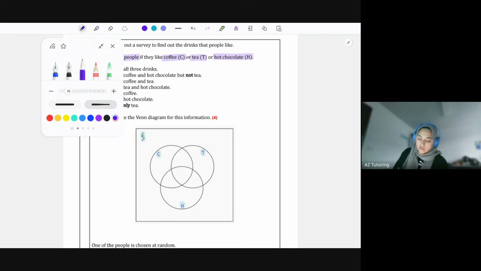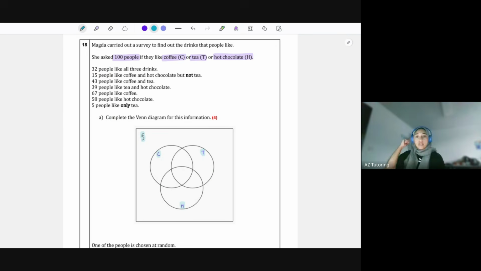So I'm just going to work through the list and just start populating the Venn diagram, because that's what the question's asking for 4 marks. So 32 people liked all 3 drinks. Now, if 32 people liked all 3 drinks, so coffee, tea, and hot chocolate, that's going to be at this intersection here. So I'm just going to put 32 right there in the middle. Okay, 15 people liked coffee and hot chocolate, but not tea. I'll come back to that one. 43 people like coffee and tea. I'll come back to that.